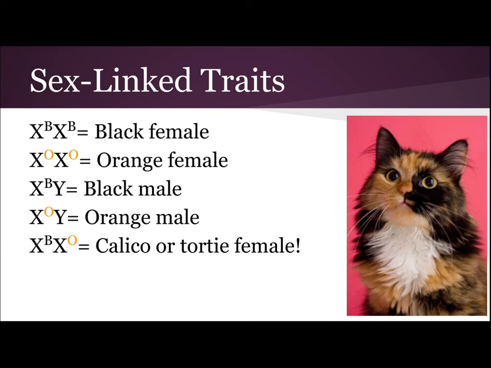So if we look at all of our possible combinations, and the gene for having sort of the white chest, the tuxedo gene, that's a whole different gene. But just looking at the black and orange part, if we look at all our options, we could have XBXB, which would be a black female, XOXO, which would be an orange female, XBY would be a black male, XOY would be an orange male, and then XBXO would be a calico or tortoiseshell female cat.